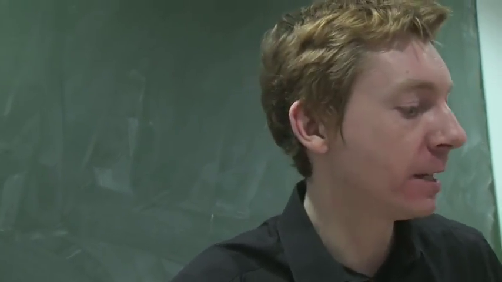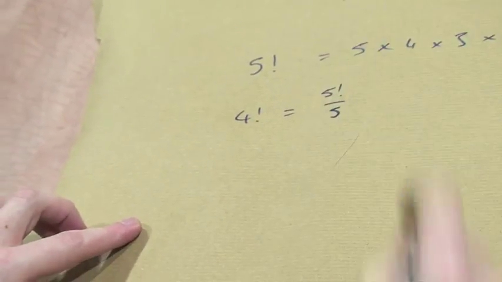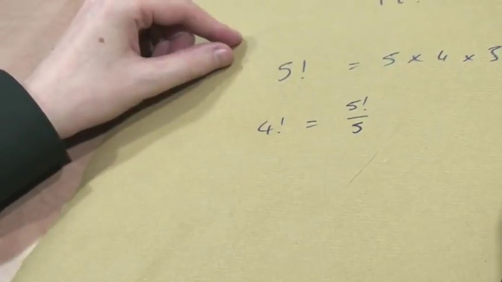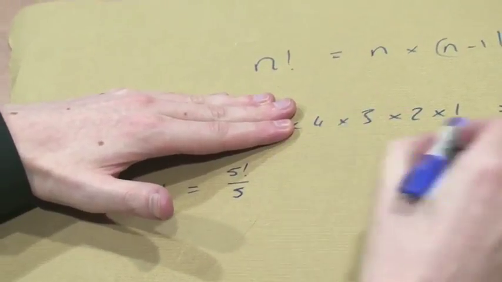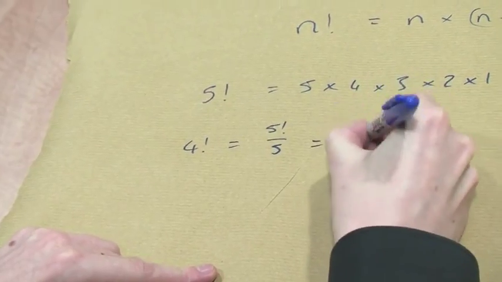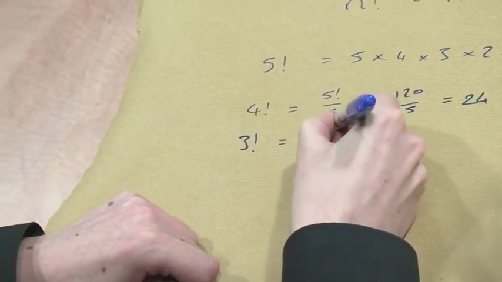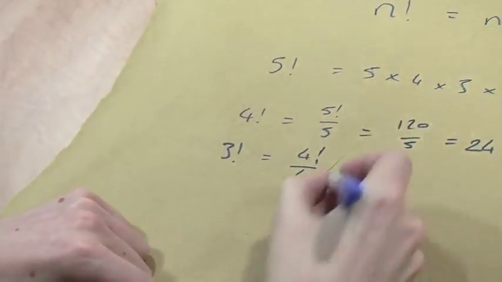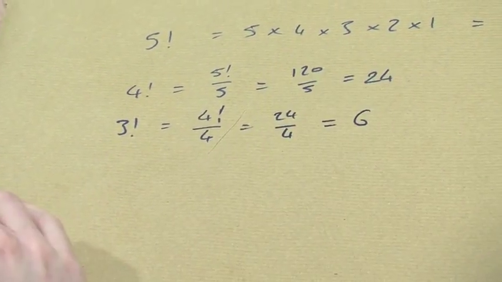One of the ways you can answer it is to complete the pattern. Let's complete this pattern in particular. 4 factorial is equal to 5 factorial divided by 5. If I take 5 factorial and divide by 5, that means I can knock off that 5. You end up with 4 factorial. So 5 factorial divided by 5, or 120 divided by 5, that's 24. That's 4 factorial. 3 factorial is going to be 4 factorial divided by 4. That's 24 divided by 4. That's 6. That's the answer to 3 factorial.